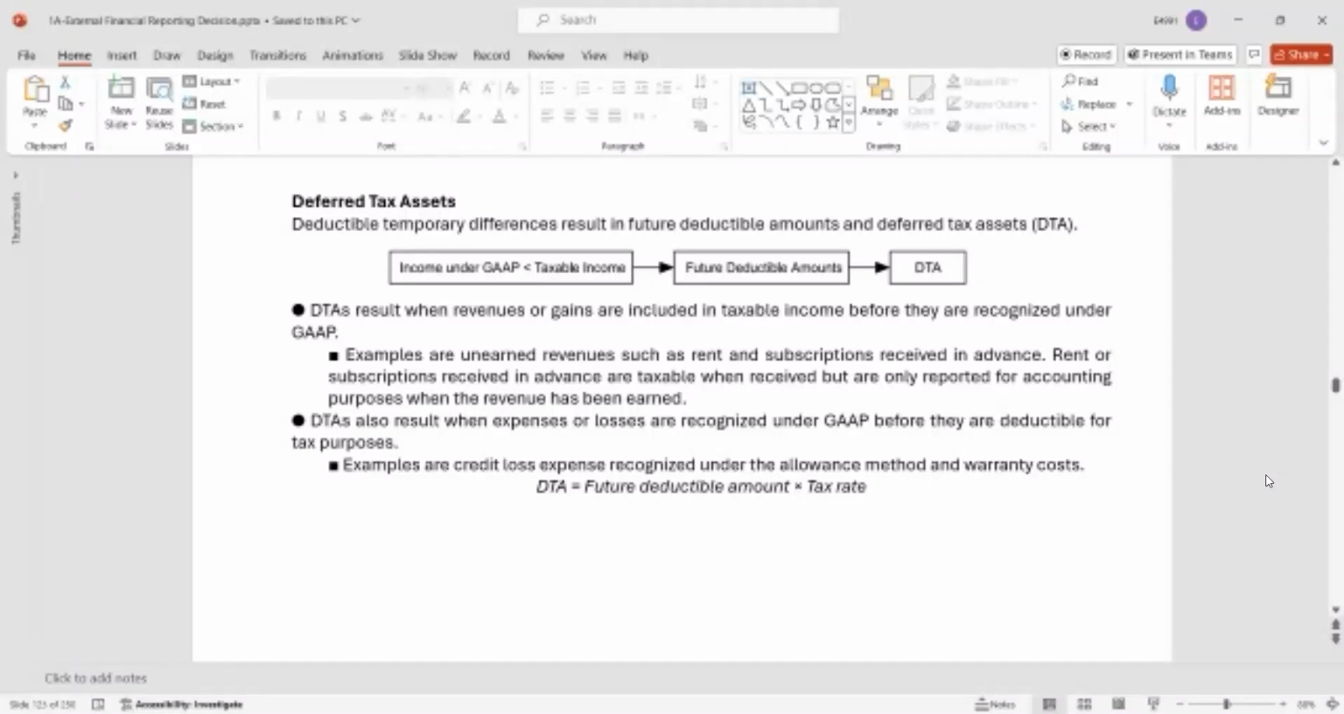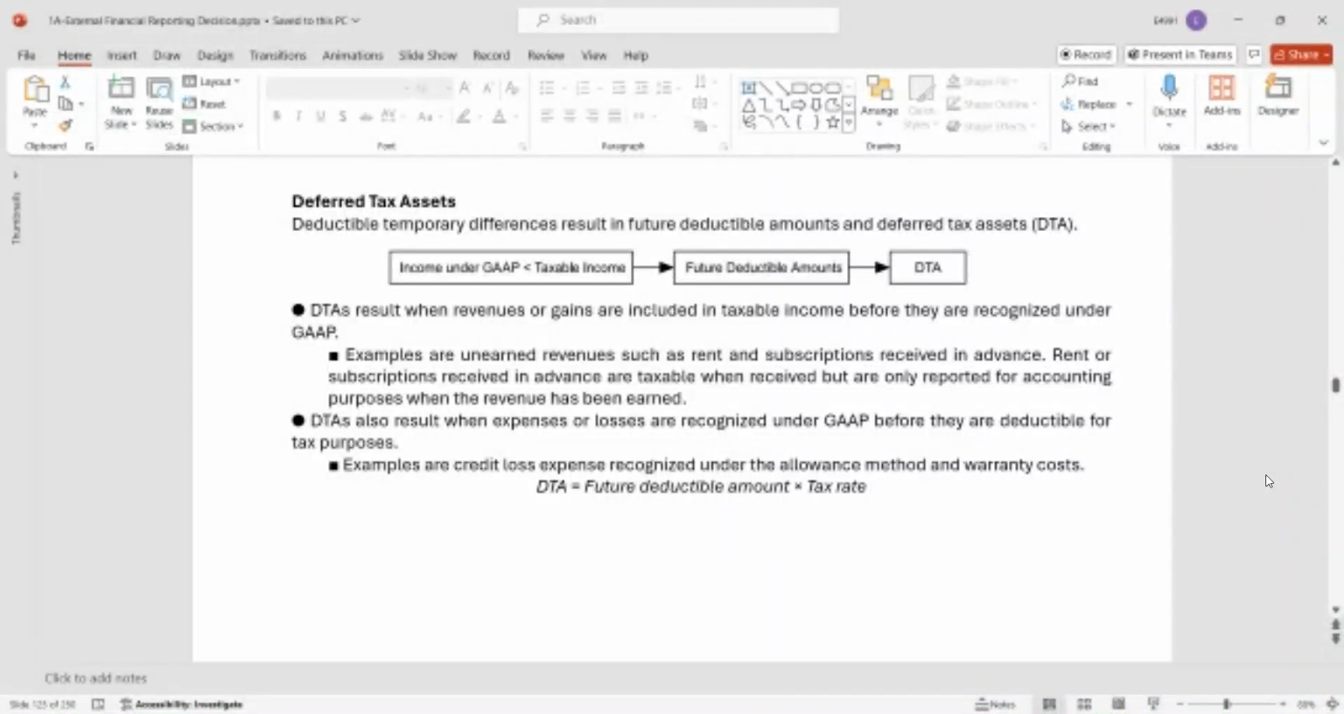Deferred tax assets. Deductible temporary differences result in future deductible amounts and deferred tax assets. Deferred tax assets result when revenues or gains are included in taxable income before they are recognized under GAAP. Examples are unearned revenues such as rent and subscriptions received in advance. Rent or subscriptions received in advance are taxable when received, but are only reported for accounting purposes when the revenue has been earned.